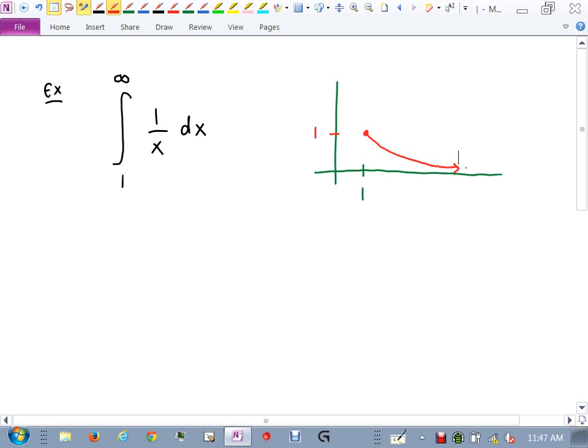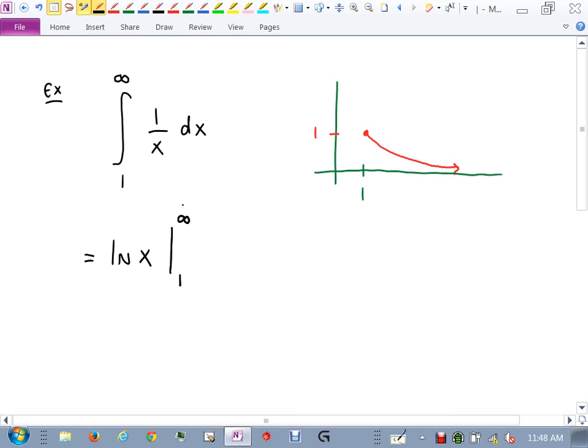So the only difference in what we have here and what we had before was the infinity here instead of a number, right? But the way we compute it is exactly the same. We're still going to find the antiderivative. The antiderivative of 1 over x is the natural log of the absolute value of x. Now, I don't need to put the absolute value of x. Why? Because I'm looking at positive numbers here, right? My x's are between 1 and infinity, so I don't technically need it. And I'm going to go from 1 to infinity.